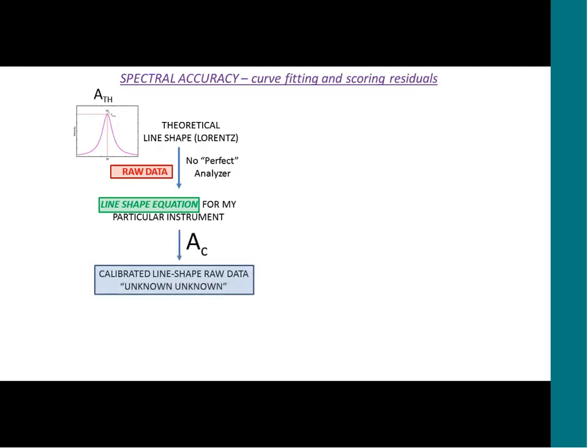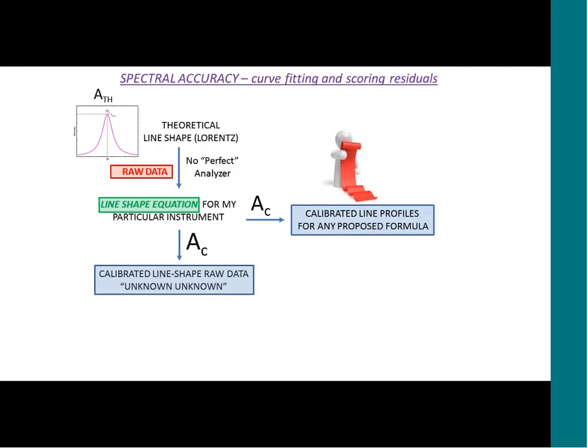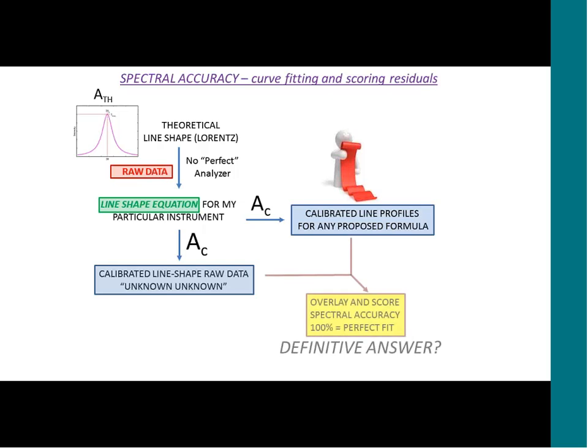Then, this calibrated line shape, from your raw data, can then be applied against theoretical line shapes for various formulas. And those line shapes, the theoretical ones, can then be corrected to look as they would look on your instrument. And so now you've got theoretical answers shaped to the calibrated line shape of your instrument that can be overlaid on top of your pattern and compared. And this is an evaluation called spectral accuracy, and it goes on a scale of 0 to 100%, with a perfect overlay and a perfect match scoring at 100%.